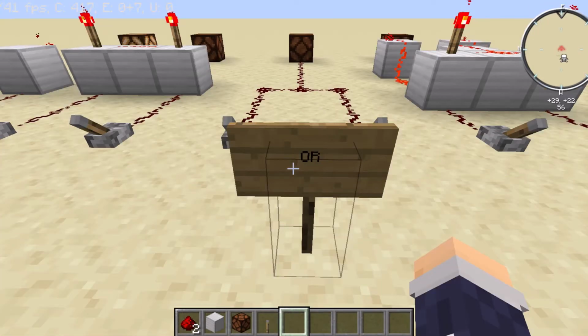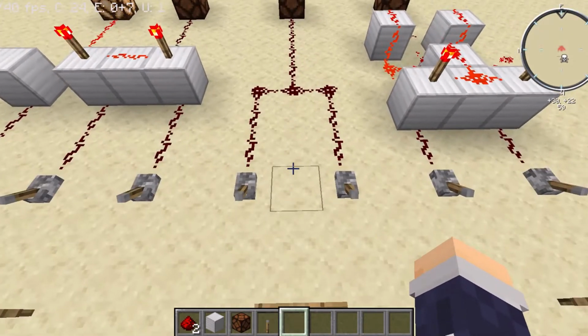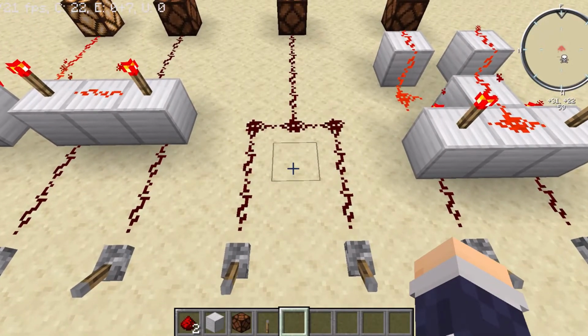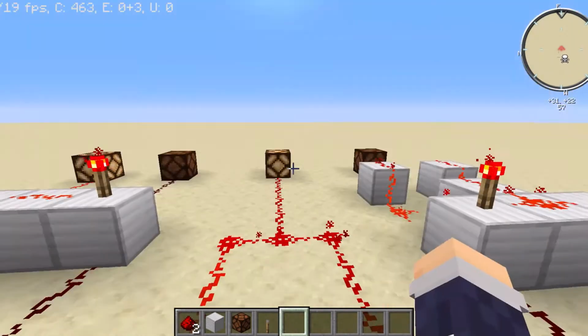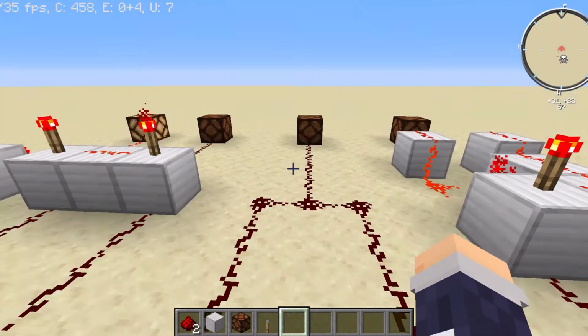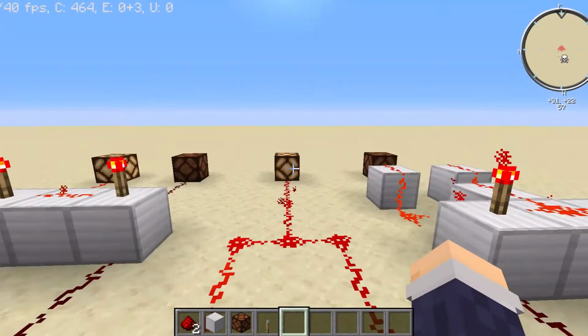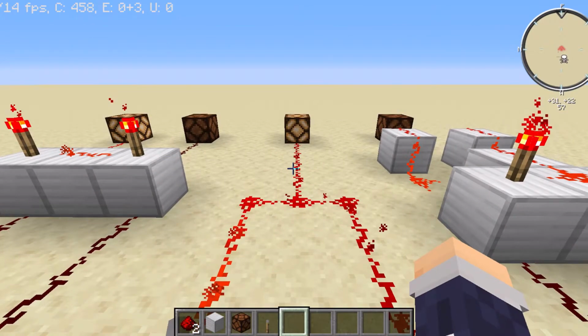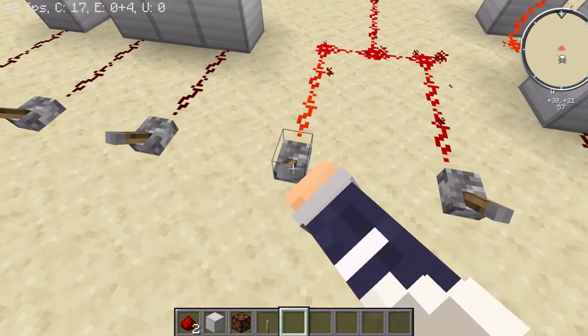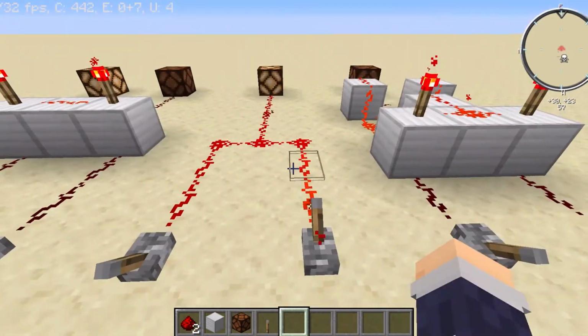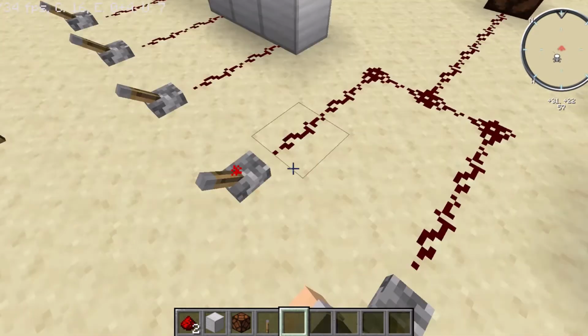Third one, OR. OR is also very easy. What this one does, it turns the light on if either one is on. So none of them are on, so the output is off. This one is on, so now there is one on, so the light has to be on. The other one is on, and both are also okay.